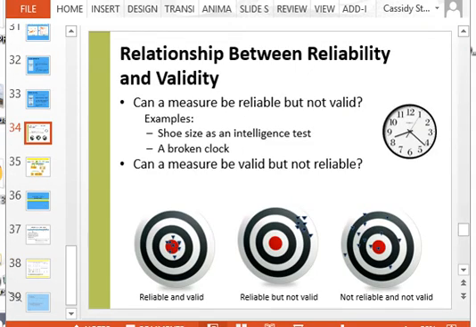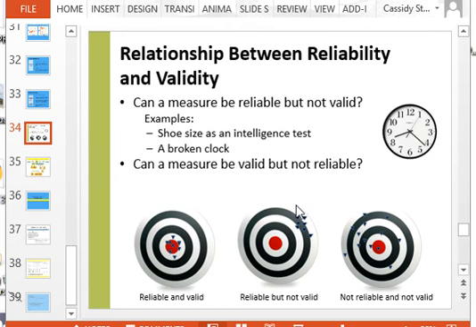All right, so we've talked about reliability and validity and the different types of those. And so one question is, can a measure be reliable but not valid? So for example, shoe size. We could use shoe size as a measure of intelligence. Now, this would be reliable because an individual's shoe size is going to be the same. It's not going to change very often, but it's not going to be valid because measuring shoe size does not actually have anything to do with our construct of intelligence.